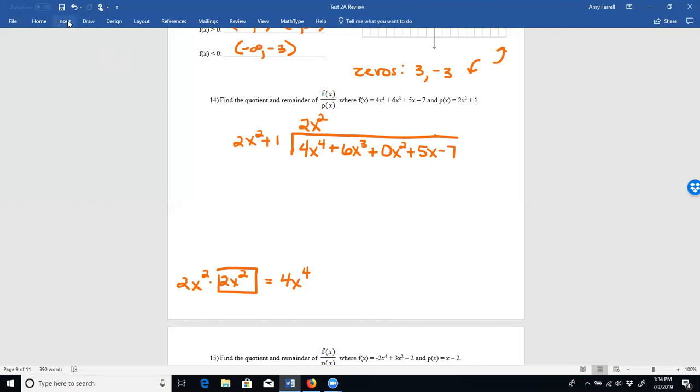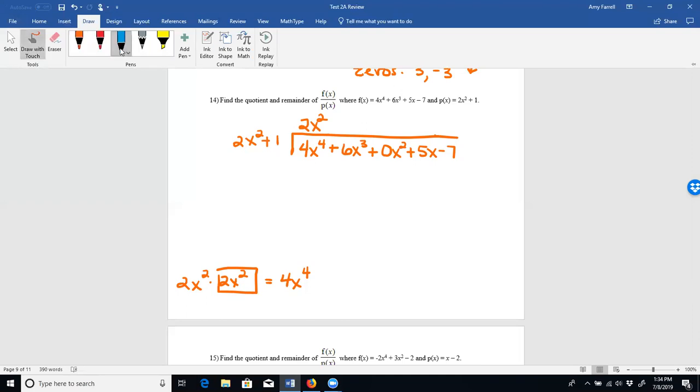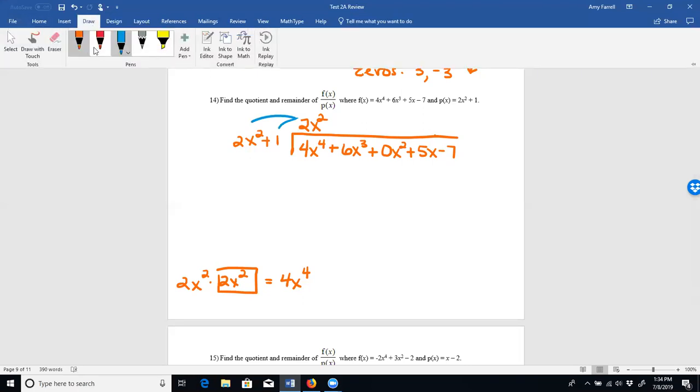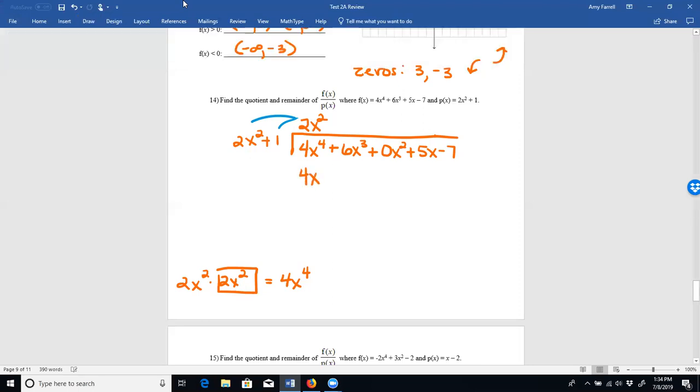Then we take the 2x squared and we multiply it times each of the terms of the divisor. And we write the result below. When I take 2x squared times 2x squared, I get 4x to the fourth. When I take 2x squared times 1, I get 2x squared. I'm going to write it all the way over here. I just like to line up my like terms.